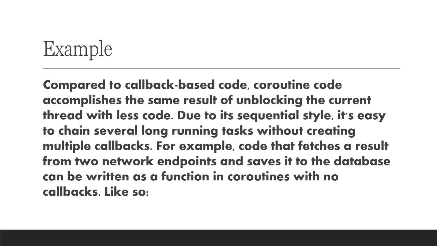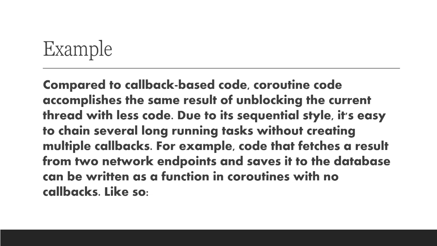Okay, so compared to callback-based code, coroutine code accomplishes the same result of unblocking the current thread with less code. So whatever you work on in your front end, we give it a sequential style. Due to this sequential style, it's easy to chain several long-running tasks without creating multiple callbacks. As we discussed what a callback is and how we can implement it, that's the same.